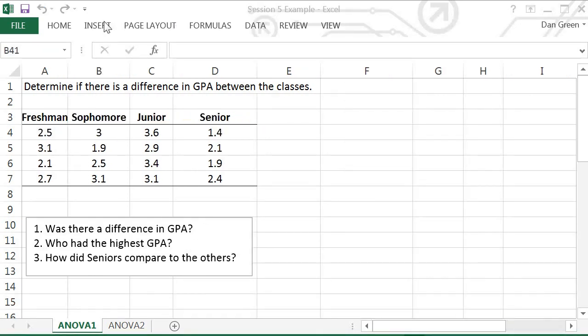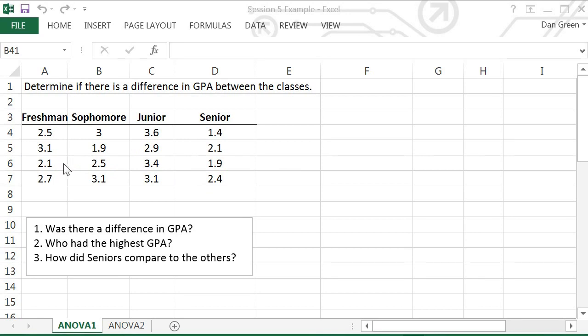So in this example here, we want to determine if there is a difference in GPA between the classes. We did a random sample of 4 freshmen, 4 sophomores, 4 juniors, and 4 seniors, and those represent 4 different populations. Each population will have a mean GPA that might be different. What we want to decide is, are the means different, the 4 means, or are they all the same? Actually, it would be, are at least 2 of the means different, or are they all the same?